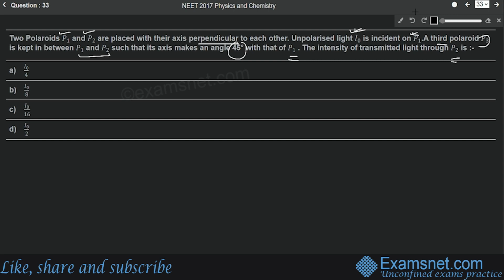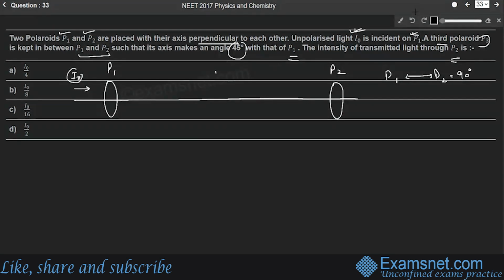Okay, so first we have two Polaroids P1 and P2. Let's say this is P1 and this is P2. Now the unpolarized light that is incident on P1 has the intensity I0. Also, it is given that these two Polaroids have their axis perpendicular to each other. That means the angle between P1 and P2 is 90 degree. Then a third Polaroid P3 is placed in between these two Polaroids. So let's say this is P3.